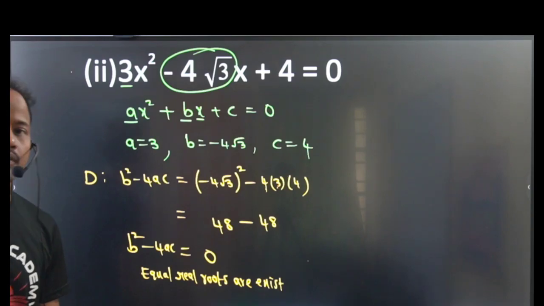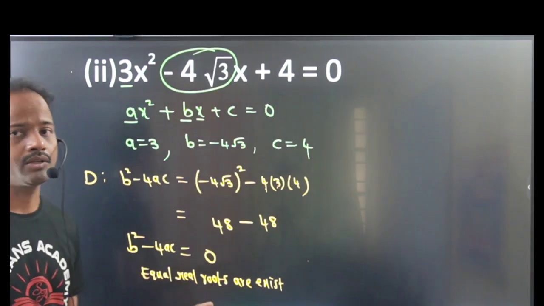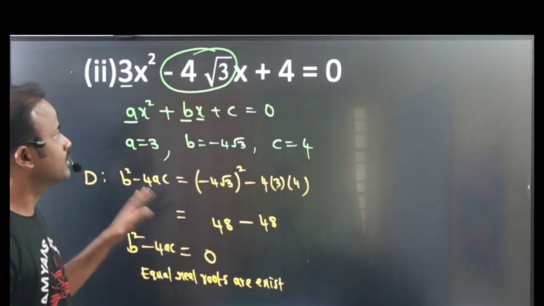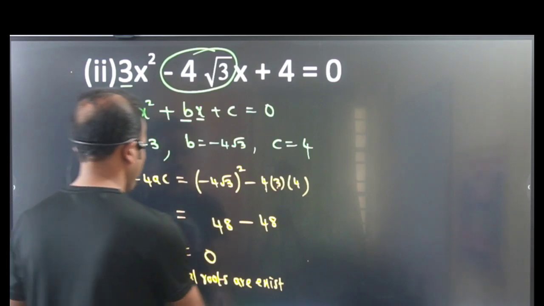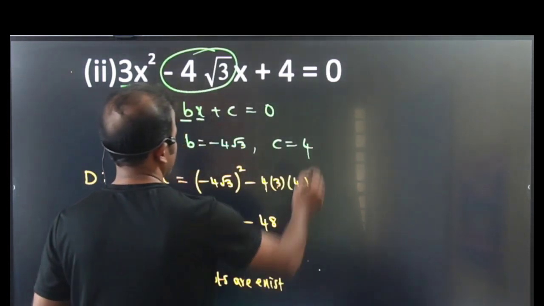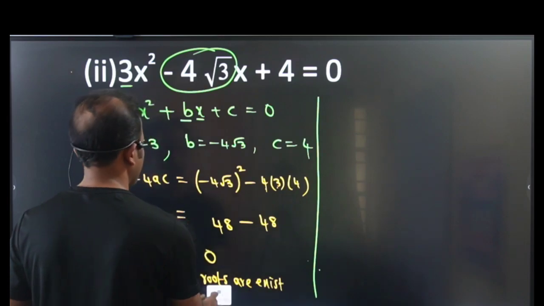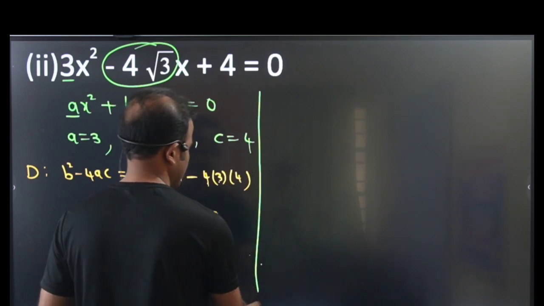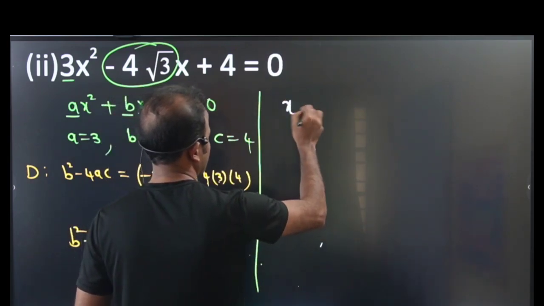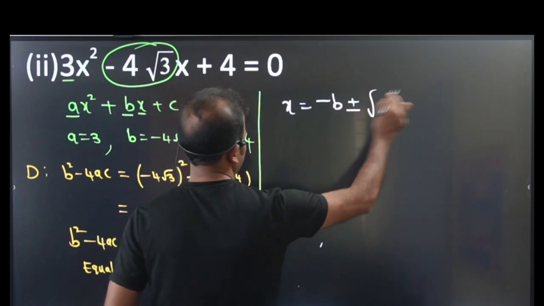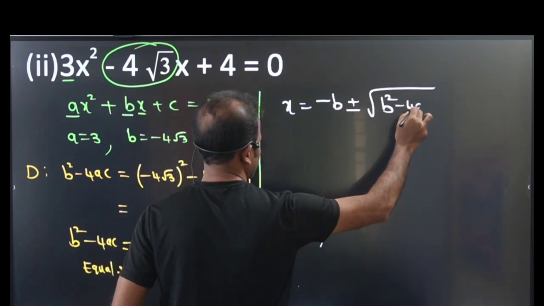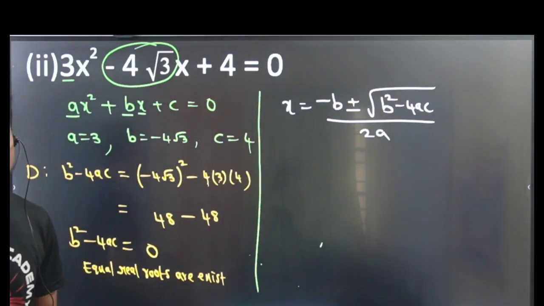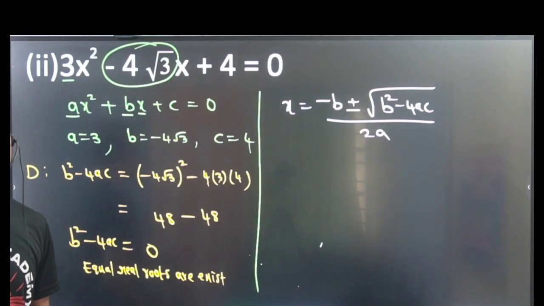By using the quadratic formula, that is x equals minus b plus or minus root over b square minus 4ac by 2a, then you have to find the roots. Now you see, b square minus 4ac we got as 0 here, right? Now you write the formula here, x equals minus b plus or minus root over b square minus 4ac by 2a.